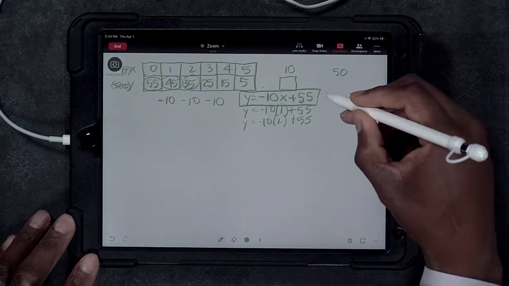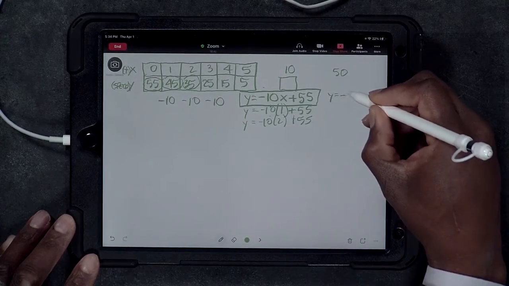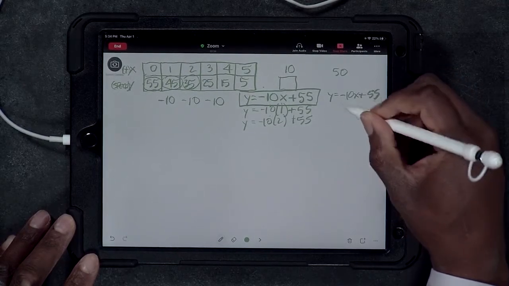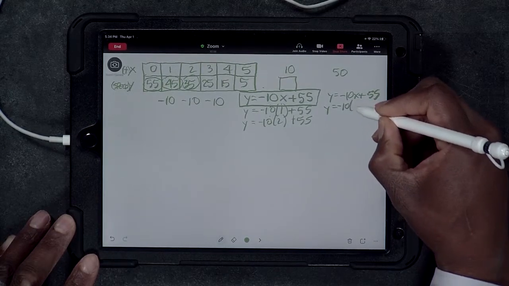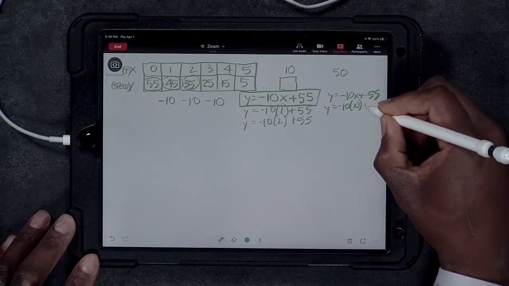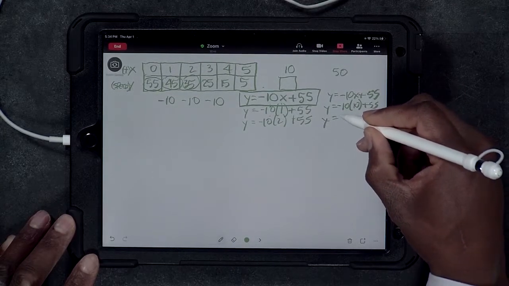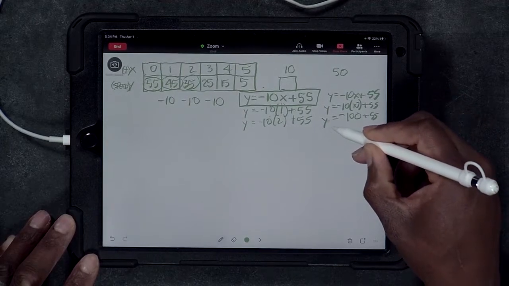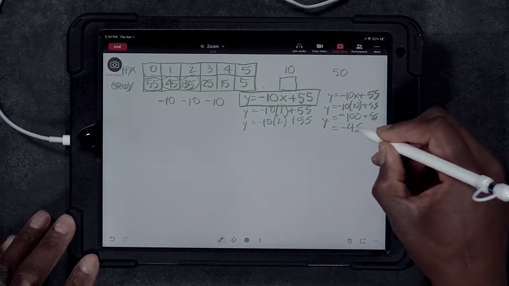All right, what you can do here is take your equation, which is negative 10x plus 55, and substitute in 10. You have negative 10 times the substituted 10 plus 55. You end up with y is equal to negative 100 plus 55. And I think we can see that your final answer will be negative 45.